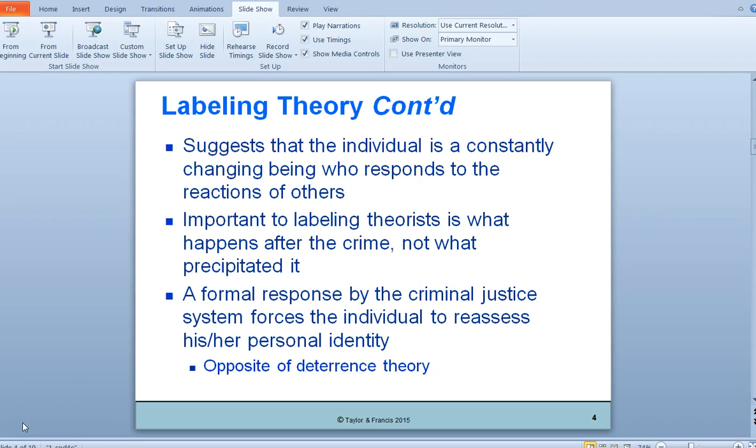And please remember that part, because we're going to have an activity in class where I want you to understand that social reaction theory is the opposite of deterrence. And why is that? Think about it. Deterrence theory is looking at how do we deter crime, how do we stop crime, but reaction theory is looking at it after the crime.